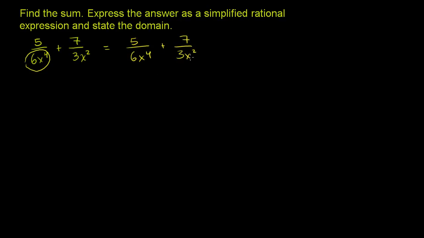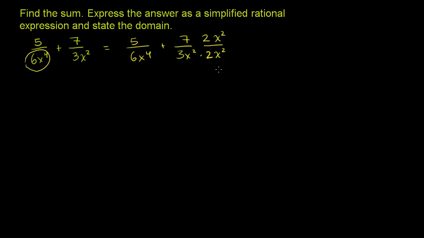So how do we make a 3x squared into a 6x to the fourth? Well, we're going to have to multiply it times 2 to make the 3 into a 6. And then we're going to have to multiply it times another x squared. So we're going to have to multiply it by 2x squared. Now, we can't just multiply only the denominator by 2x squared. That'll fundamentally change the value of this expression. We can only multiply it by 1. So let's multiply it by 2x squared over 2x squared.